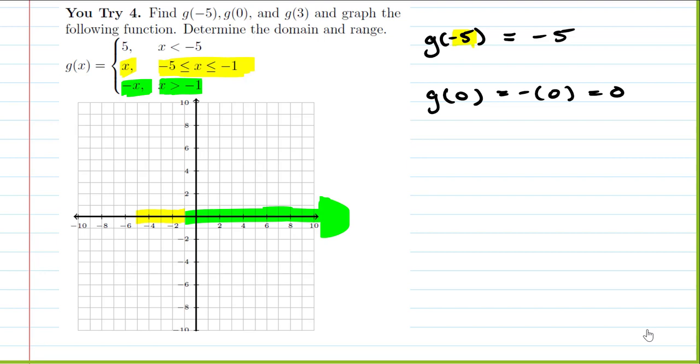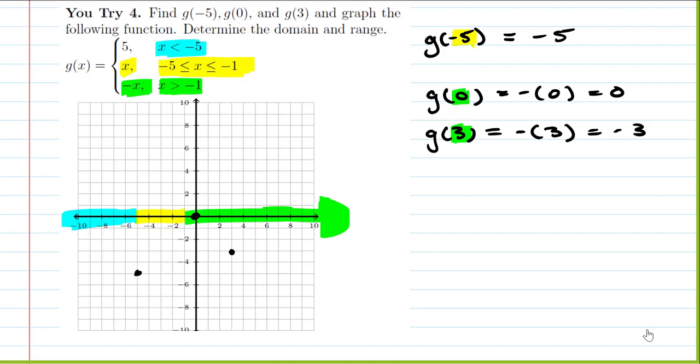And that domain is from -1 forever this way. And we're not going to need it in this one, but I will highlight it. So x is less than -5 would be this domain. So that breaks our graph into those 3 distinct parts. Our last one is g of 3. And 3 is also bigger than -1, so we're going to use that rule. We have -3, so we get -3. And that gives us a couple of points. So we have 3, -3, we have 0, 0, and we have -5 and -5.